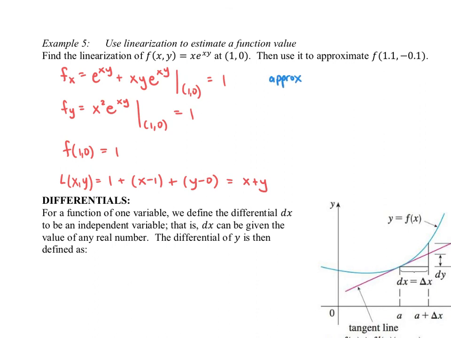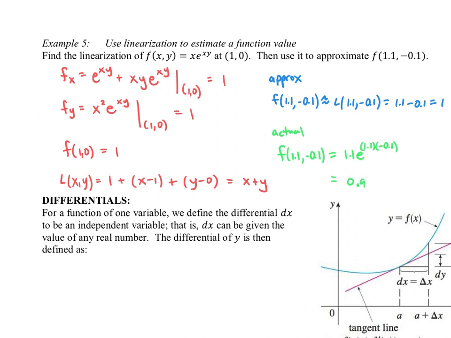I'll label this as the approximate right now. So f(1.1, negative 0.1) is approximately L(1.1, negative 0.1). And I'm using my equation for L, which is just 1.1 minus 0.1, believe it or not. It's 1. Everything is 1 in this problem. Okay, just for discovery's sake, what is the actual? Well, the actual is f(1.1, negative 0.1), which is 1.1 times e to the 1.1 times negative 0.1. I typed it into my calculator and I got 0.9854. So again, we're pretty close to the actual here, but for the actual we obviously need the calculator, versus the approximate, where we can just take the plane. That's one of the purposes of that linear approximation model.